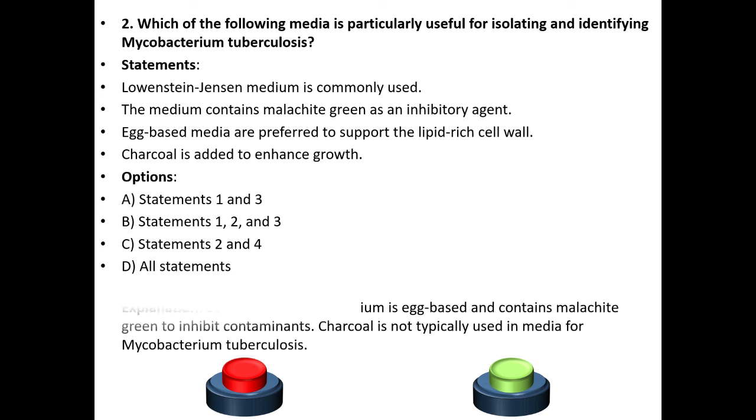Answer is B, statements 1, 2 and 3. Explanation. LJ medium is egg-based and contains malachite green to inhibit contaminants. Charcoal is not typically used in media for Mycobacterium tuberculosis.